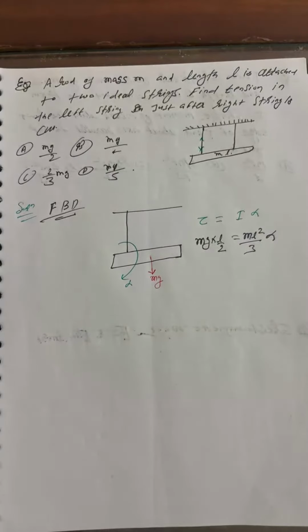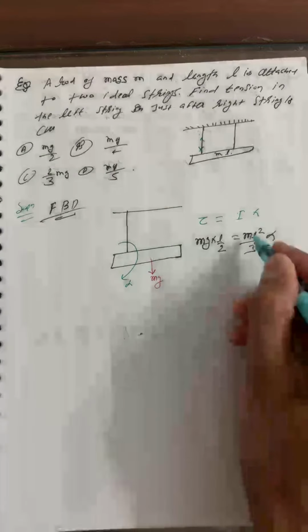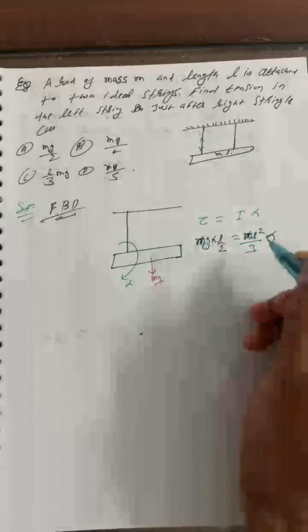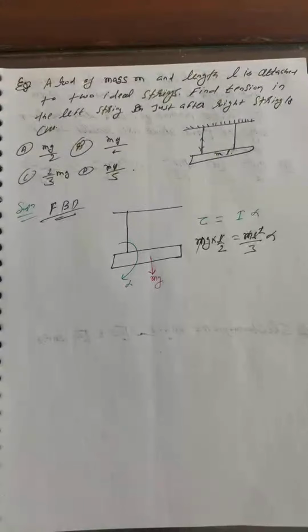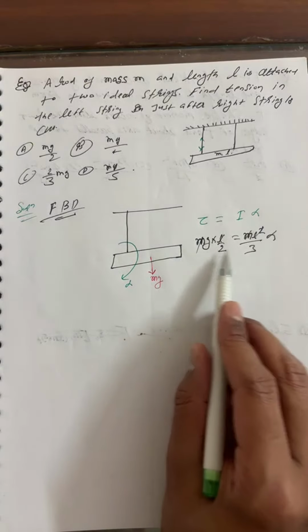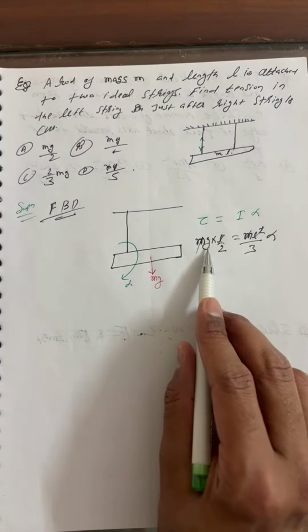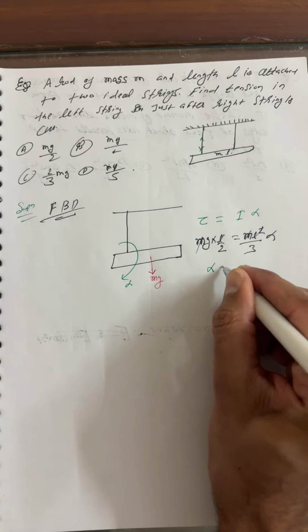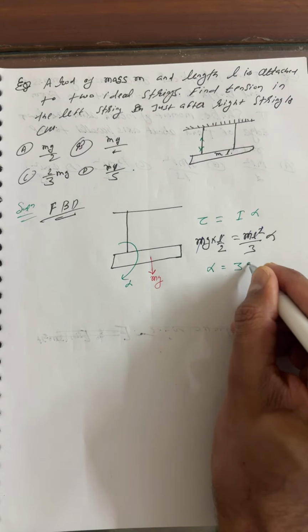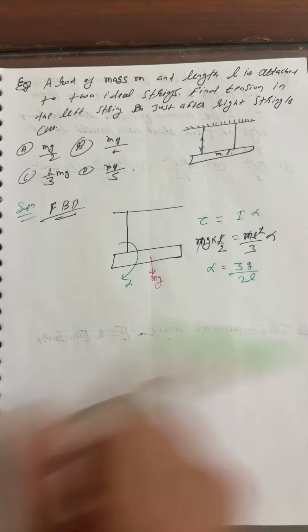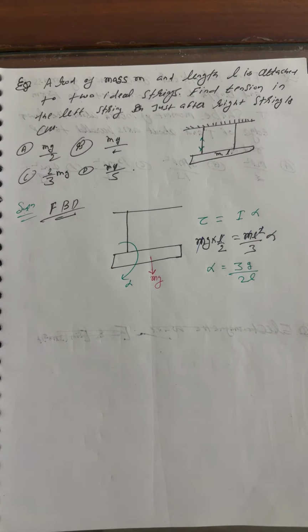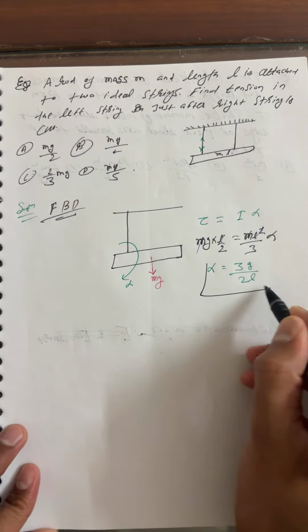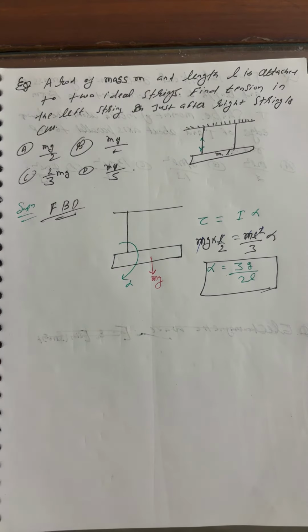Alpha we will get from here. Now beta, this mass cancels, this L cancels. Now what can you write finally for alpha? How much? This is 3g by 12. Now just multiply, so alpha you will get 3g by 12.